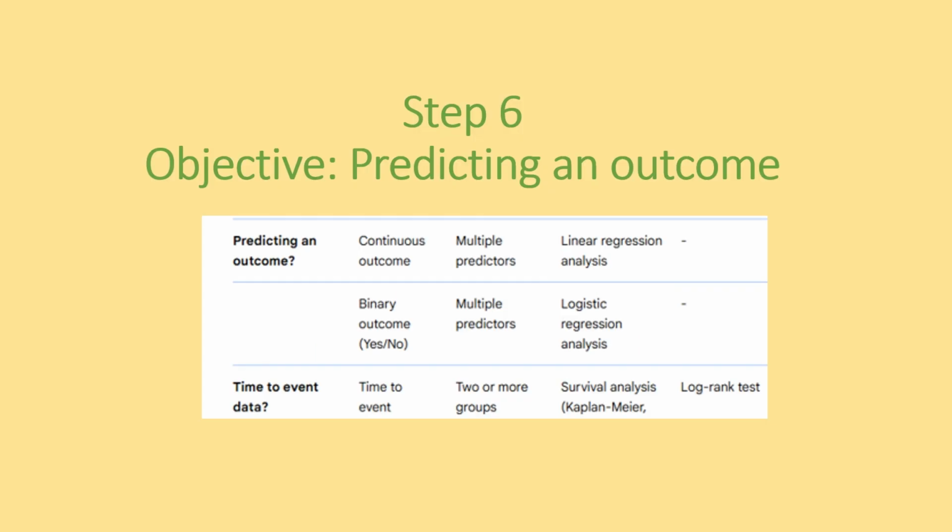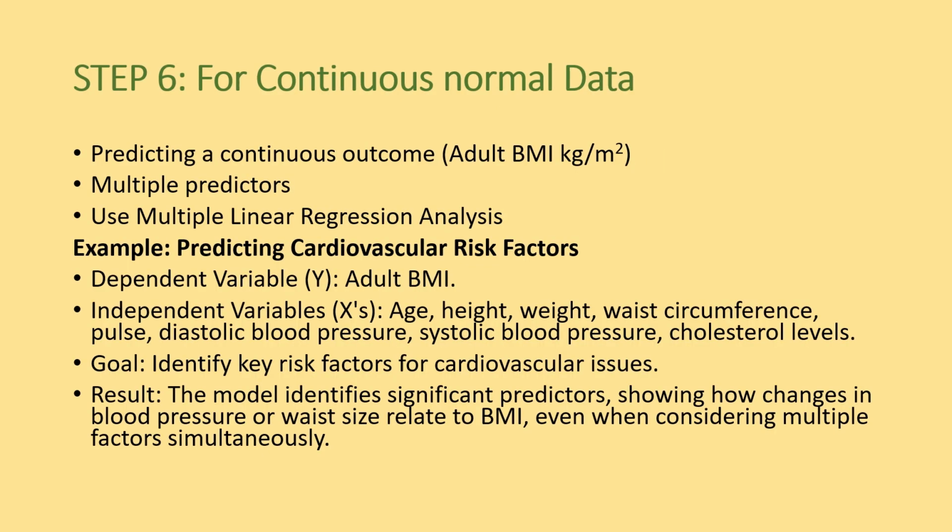If our objective is predicting an outcome, step 6. For continuous normal data, predicting a continuous outcome, for example, adult BMI, with multiple predictors, use multiple linear regression analysis. For example, predicting cardiovascular risk factors. Dependent variable: adult BMI.